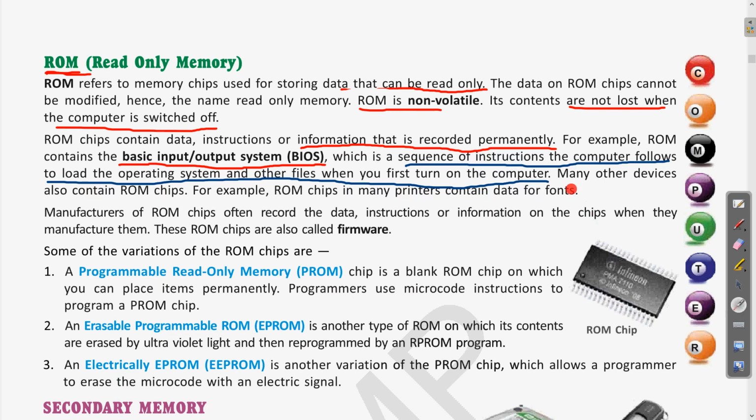Let us see further. Many other devices also contain ROM chips. For example, ROM chips in many printers contain data for fonts. So ROM is not used only in the computer; it is used in various other electronic devices. For example, here it is given the printer. Inside the printer also, whatever page you are printing, there will be some fonts and font sizes. Clear? So these things are stored in these ROM chips.